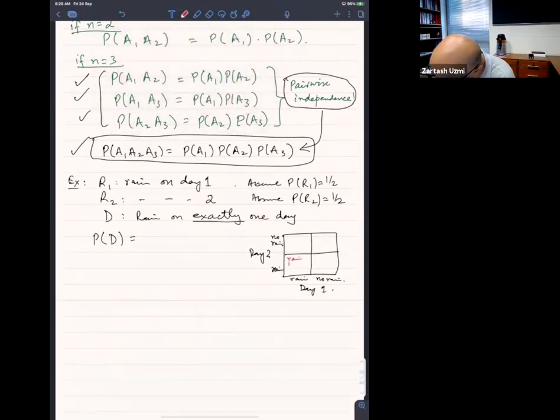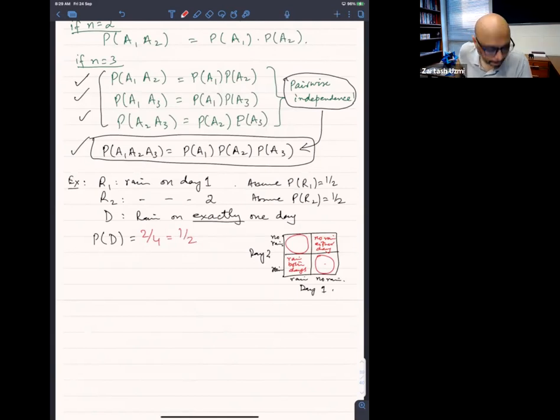This is rain both days. This is rain, no rain either day. किसी भी दिन बारिश नहीं. ठीक है. And similarly, ये rain on day 2 but no rain on day 1. Okay. So this is the sample point जो D में आएगा. This is also the sample point जो D में आएगा. So this is going to be 2 out of 4, which is 1/2. So the probability of D is 1/2.